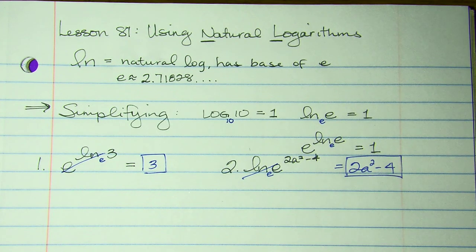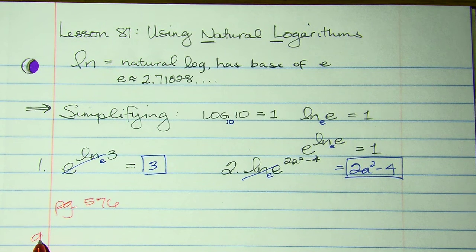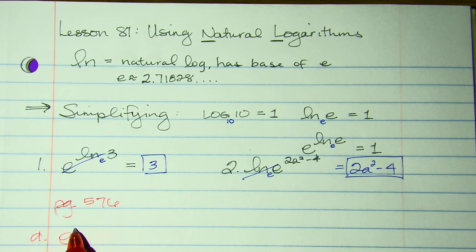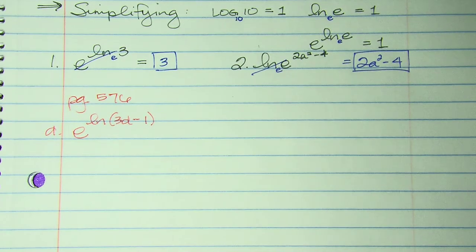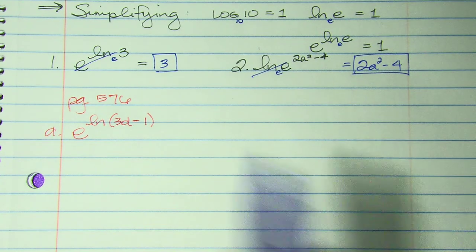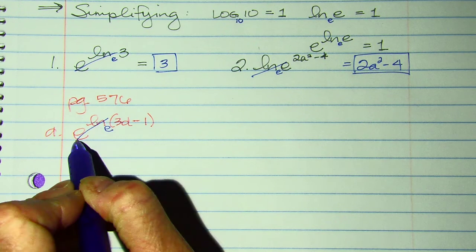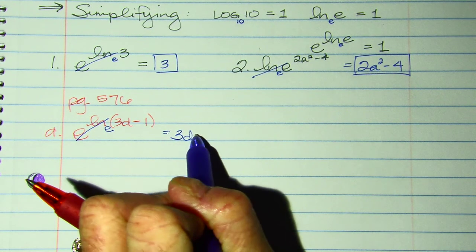So let's try our lesson practice, which is on page 576, part A. They're asking us to simplify e to the natural log of 3d minus 1. When I simplify this, remember there is an invisible base of e here, so this cancels, and I'm left with 3d minus 1.